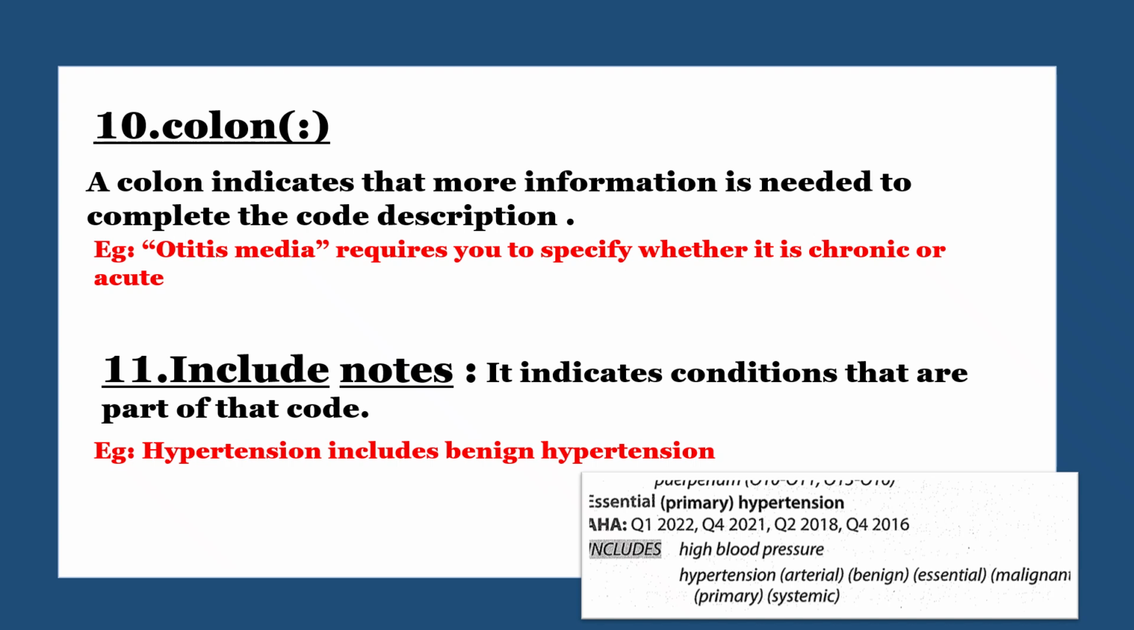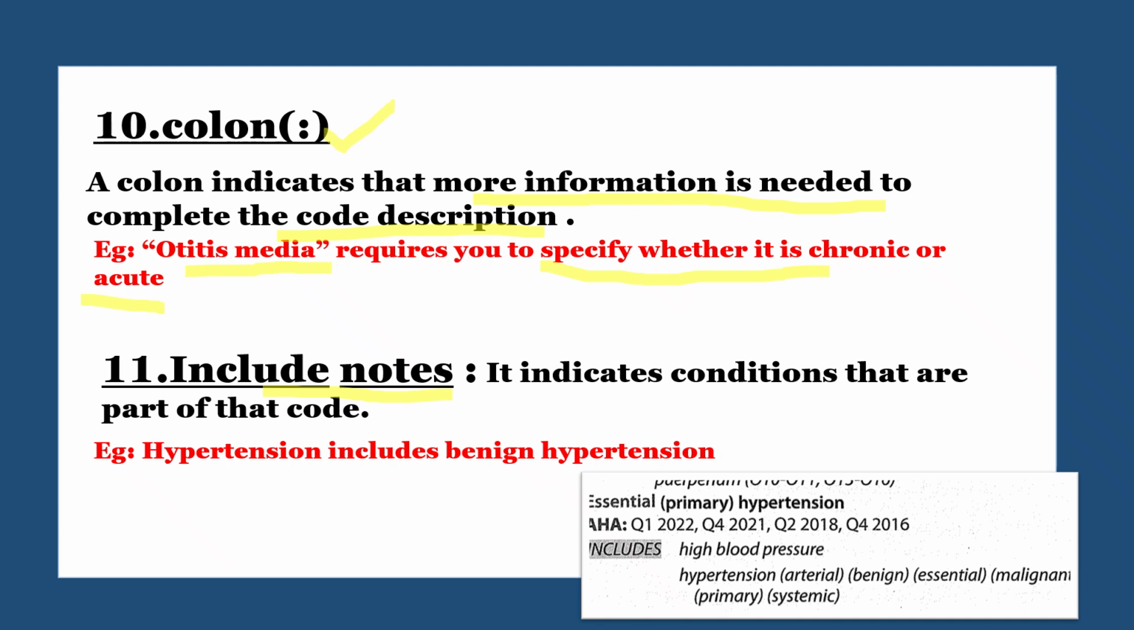Colon. A colon indicates that more information is needed to complete the code description. For example, otitis media. If you see the colon beside the otitis media, it means it requires you to specify whether it is chronic or acute. So if the colon is present beside any condition, it means the condition is incomplete. So it requires more information to complete the code description. That's it. And next one, include notes.